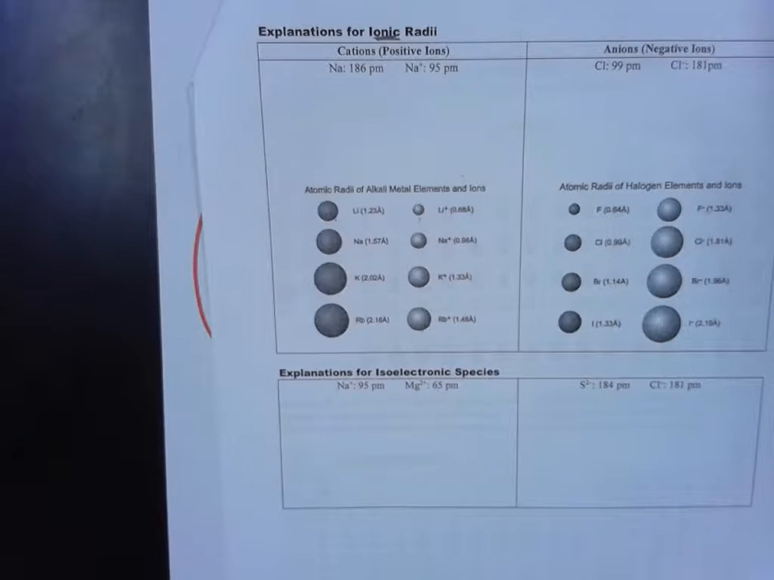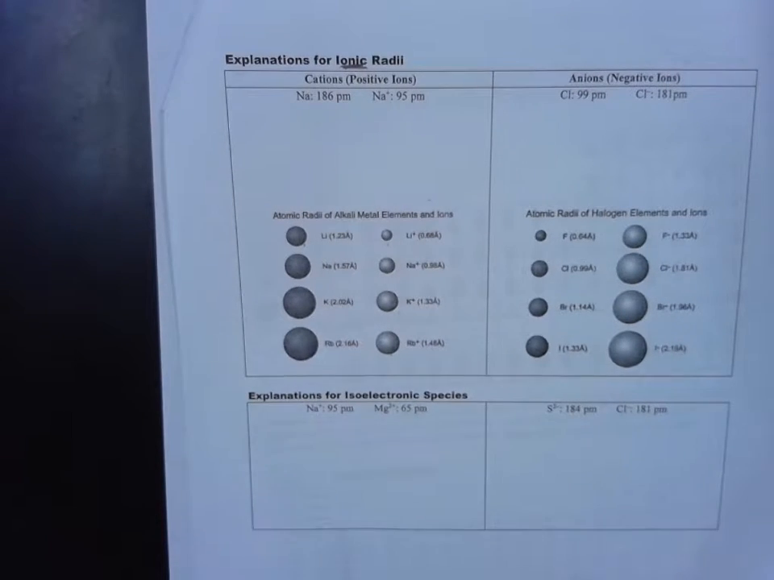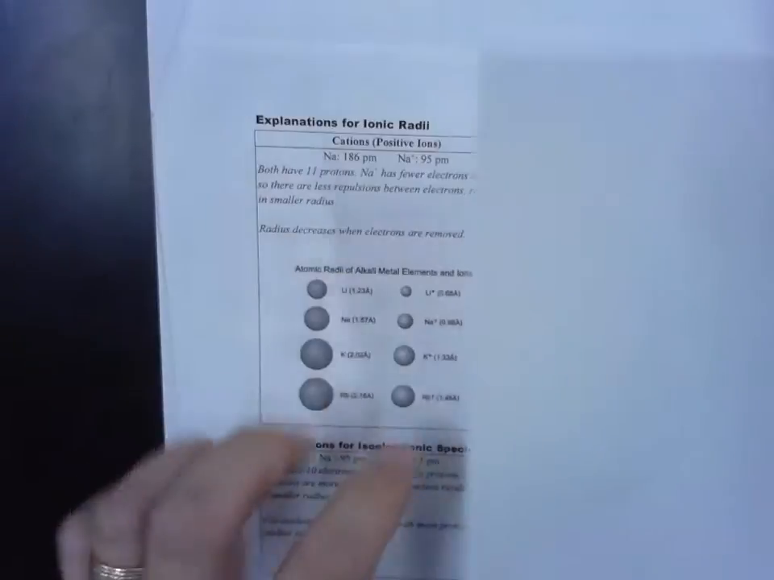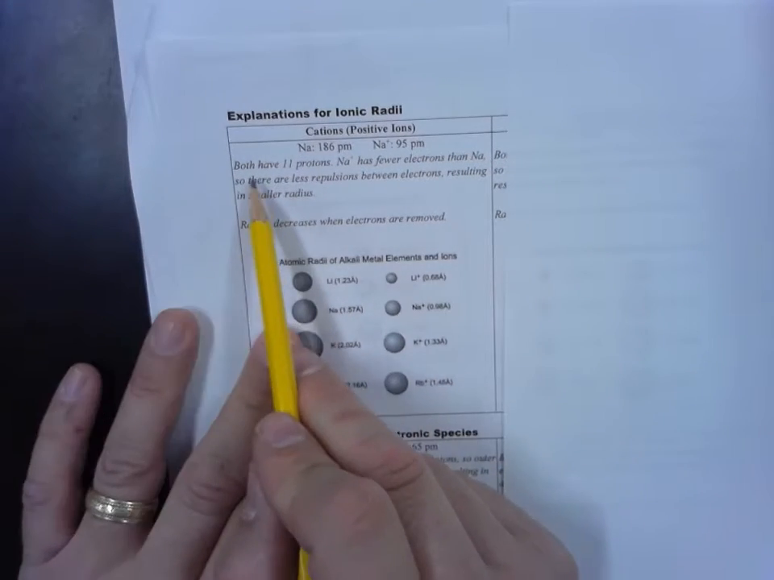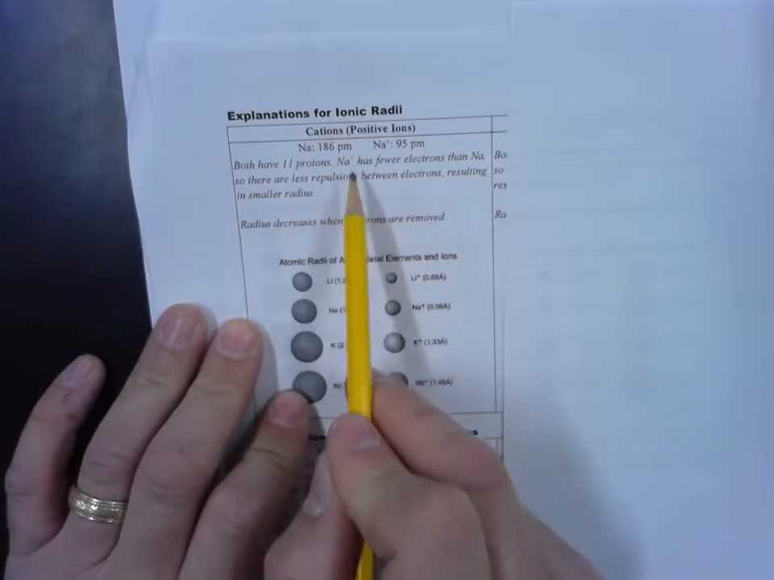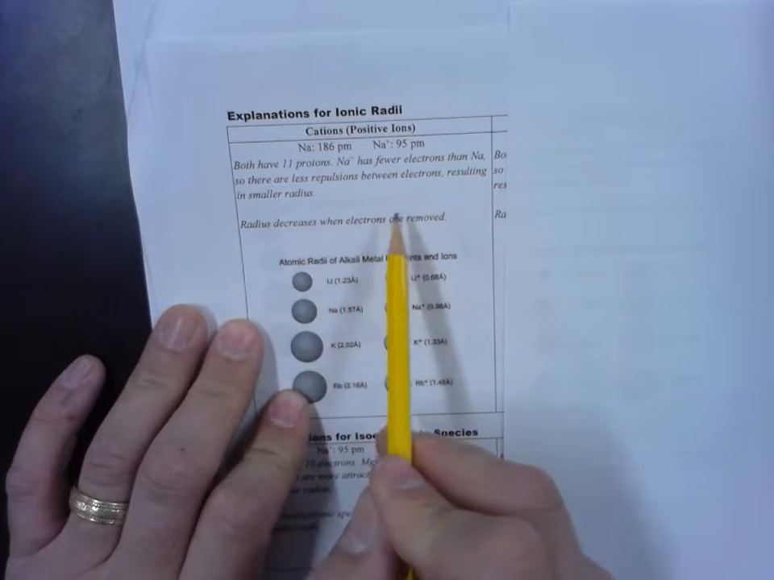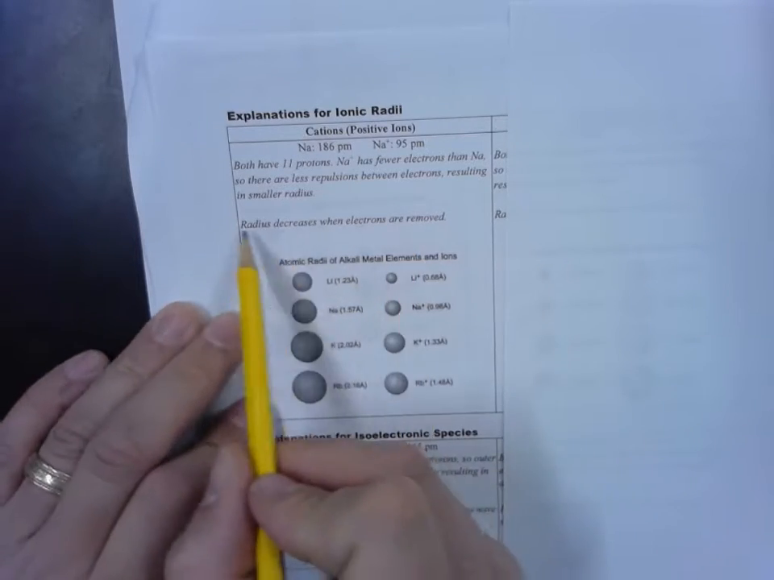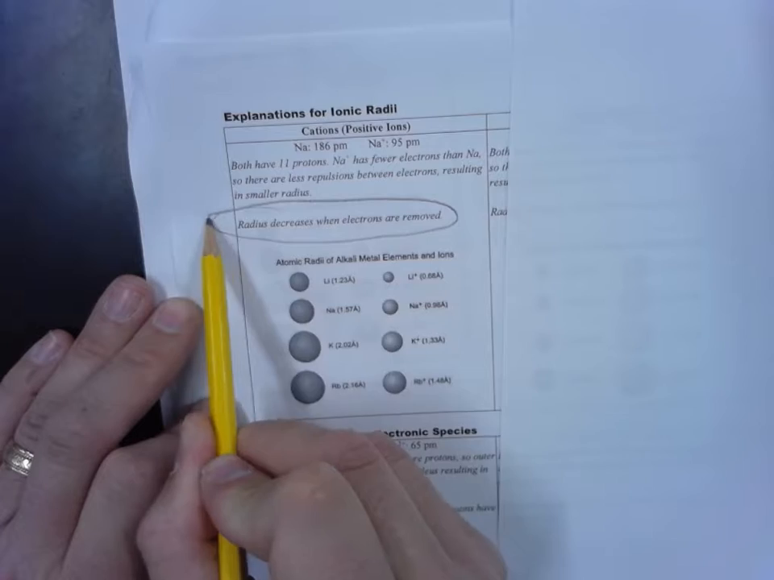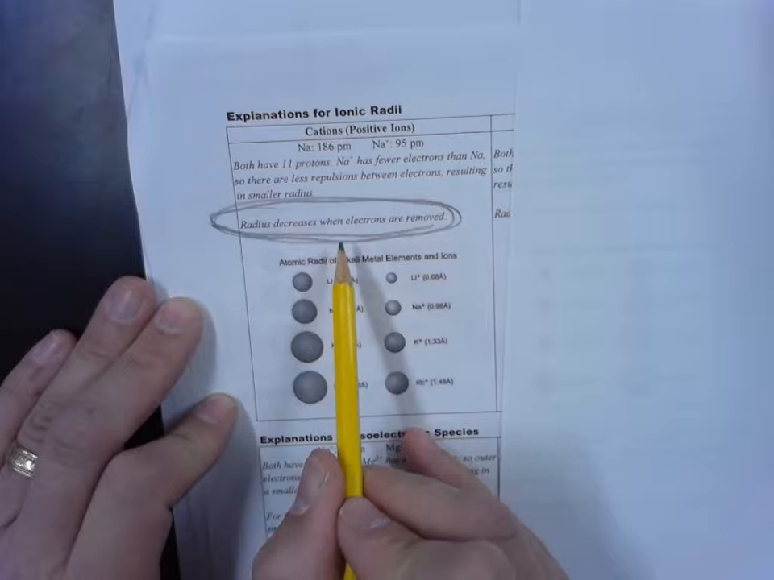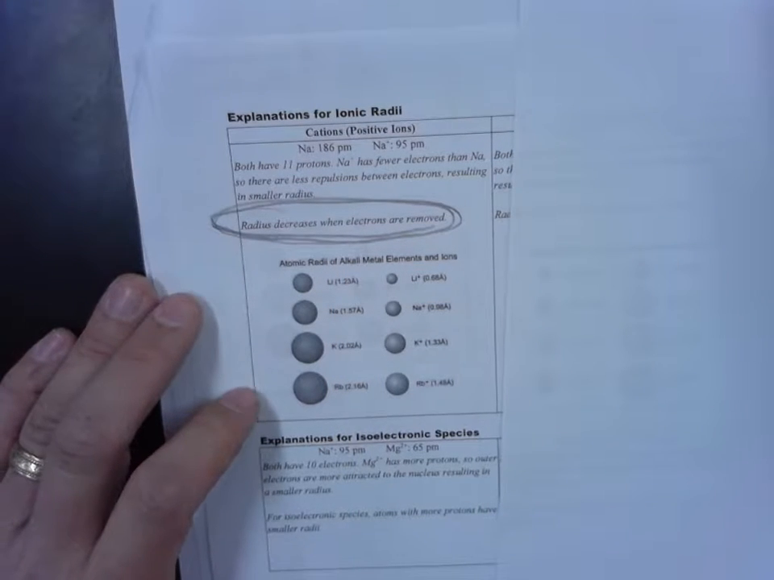So here's what we can say about that trend. In the case of sodium, both have 11 protons, but sodium cation has fewer electrons than sodium, so there is less repulsion between electrons, resulting in a smaller radius. The radius decreases when electrons are removed. You can just say that if you feel the rest is too confusing, leave it out. Radius decreases when electrons are removed.